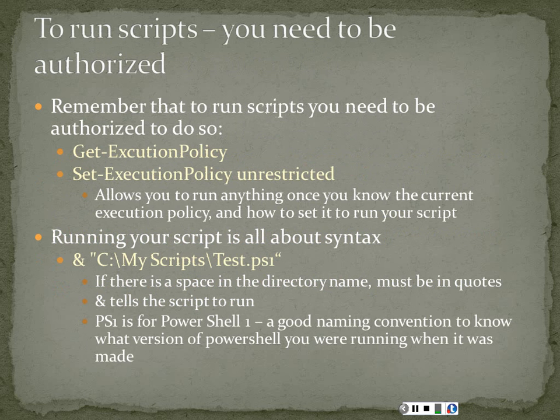Now, to run scripts, you need to be authorized. All right? So remember code signing. If we're untrusted, or we're trusted, or unrestricted or restricted. So if we do Get-ExecutionPolicy and then Set-ExecutionPolicy unrestricted, that allows you to run anything once you know the current execution policy. So if someone set a different execution policy for your computer, you can undo that by setting it to Set-ExecutionPolicy unrestricted. So it doesn't really matter what they did to lock it down. You can kind of go back and squirm it just for your computer alone.